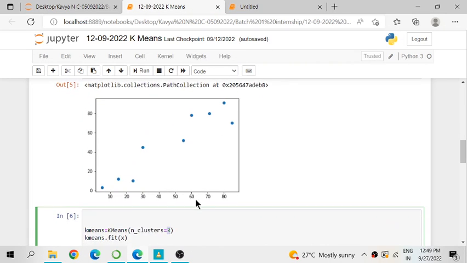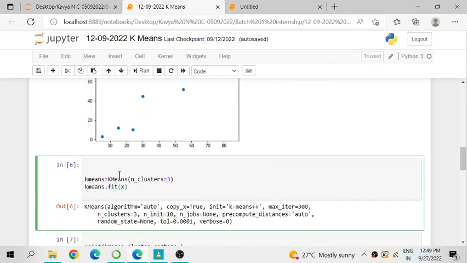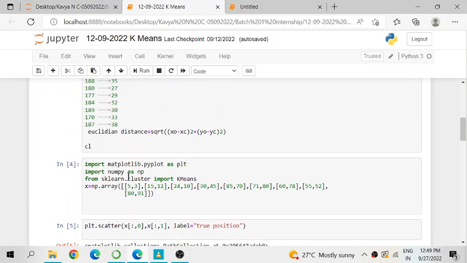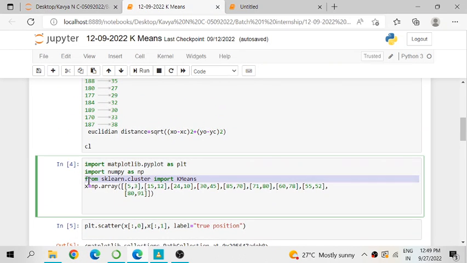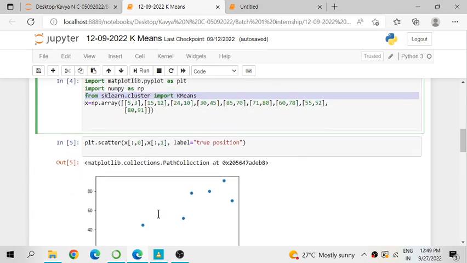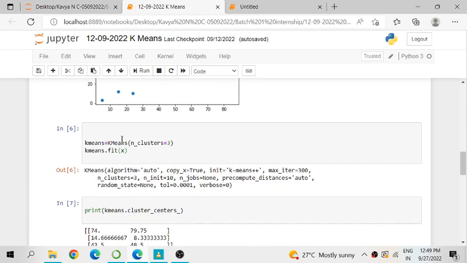So how do we make clusters? For that purpose we'll just use the method called k-means. This is imported by using the library sklearn.cluster. So we import KMeans from the cluster module and use the method.